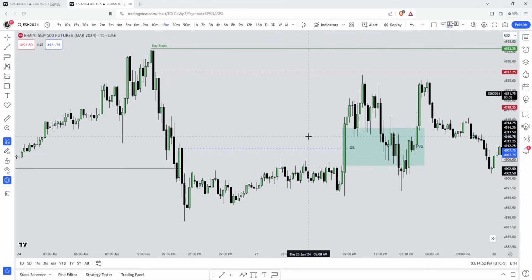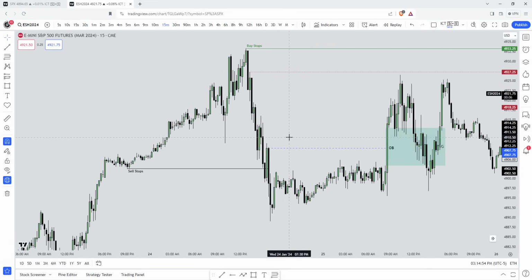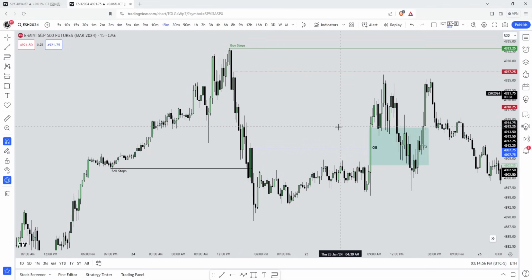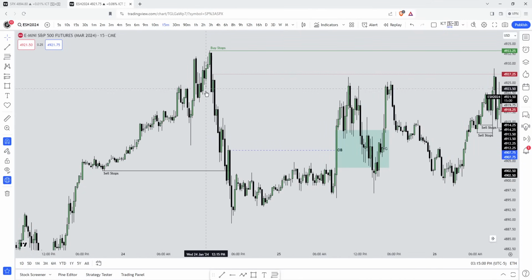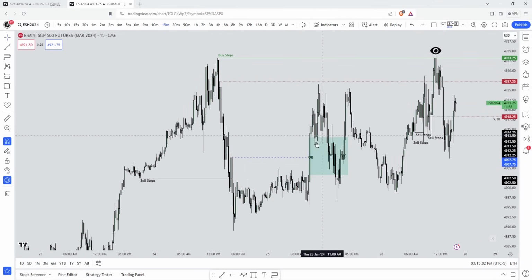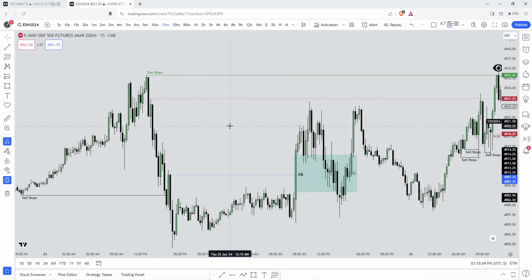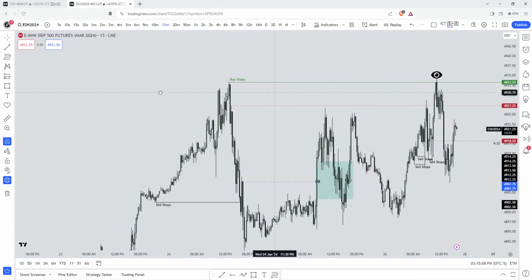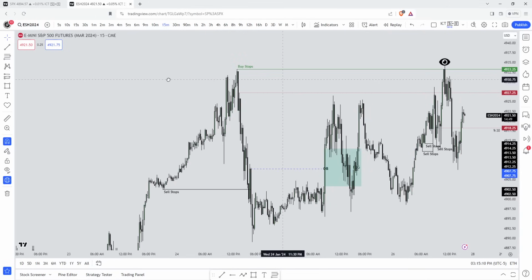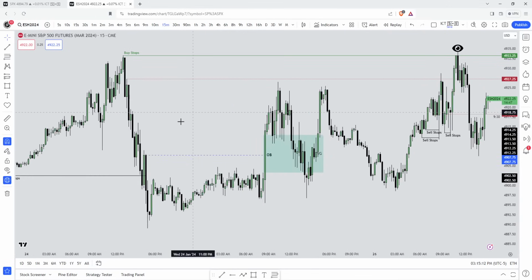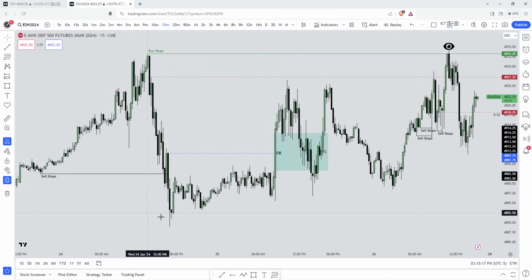And what ICT taught in the 2022 mentorship is that when we get this order block creation, it creates a change in the state of delivery, and price moves from a sell to a buy program. So it's going to start targeting old highs. Where is the nearest high to target? We have this high right here. This high is at 4933.25.